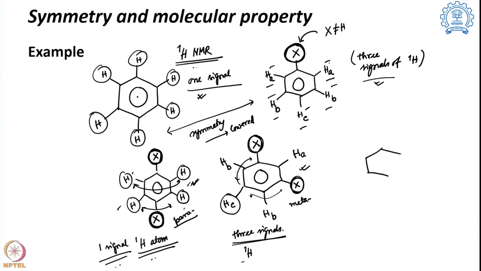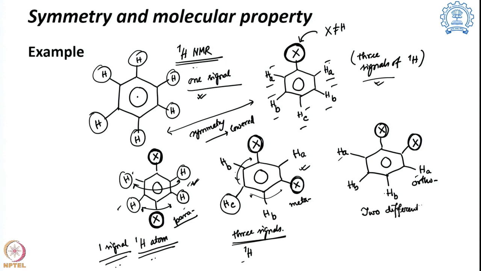And the last one with a disubstituted benzene, I can have them in the ortho position. And over here how many signals are we going to get? Over here, this will be a hydrogen ortho to one and meta to the other, same for this one. So, one type. And this one is para to one and meta to the other, similar for this. So over there I am going to get two different signals of proton NMR, and that is what we are going to get for this particular molecule.